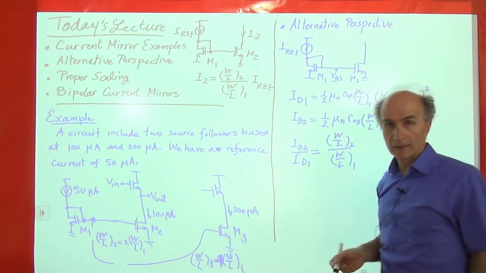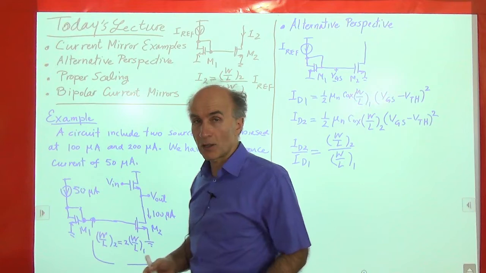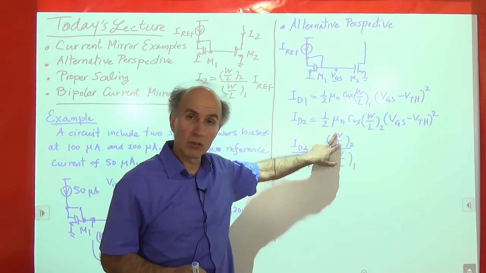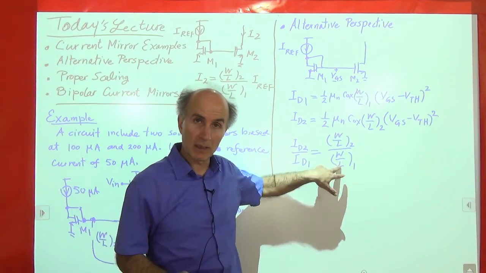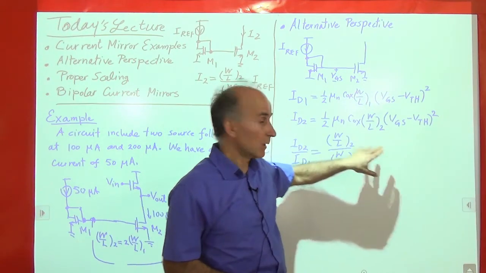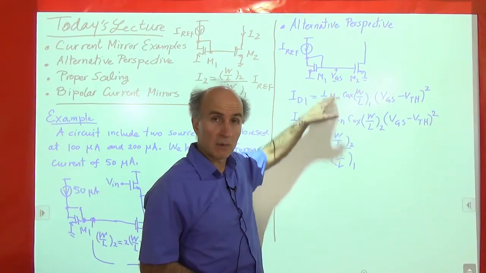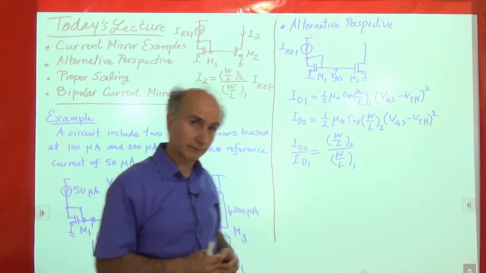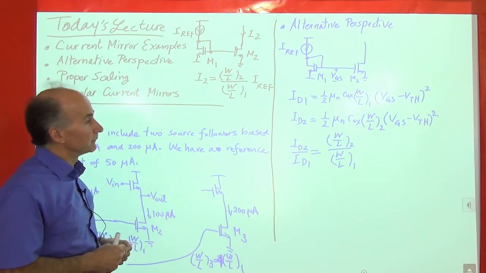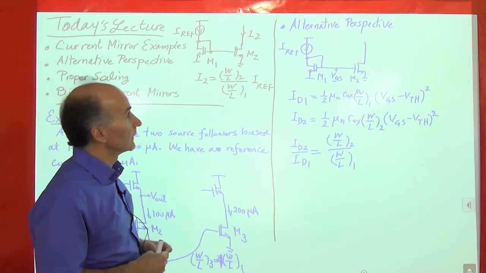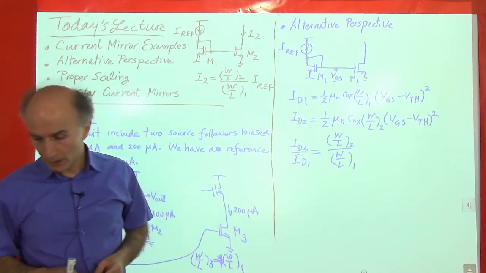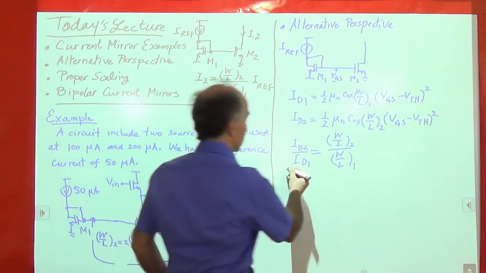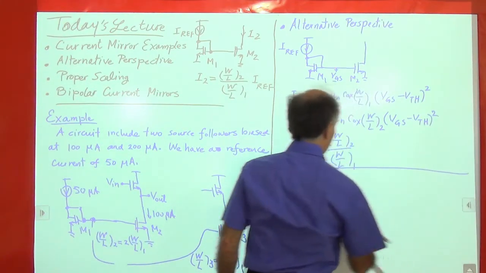Okay, so it makes sense that the currents have to be related by the ratio of these W over L's, simply because the VGSs are the same, all these factors are the same, so when we divide them, we get this, right? That's another way of thinking about current mirrors. Okay. All right, so based on this, now we can go and look at another example. So here's another example.